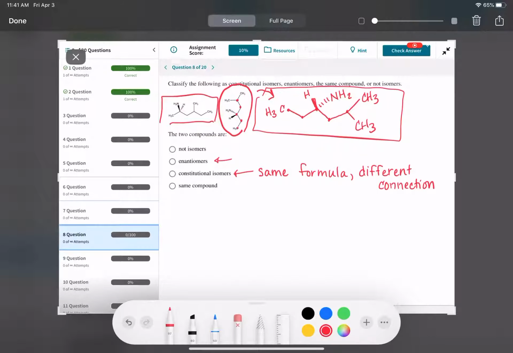Enantiomers would mean that they have the same connection, but they are mirror images. So analyze those two structures and see, maybe they're the same. So that would be totally identical. And then not isomers would just sort of be your none of the above option.